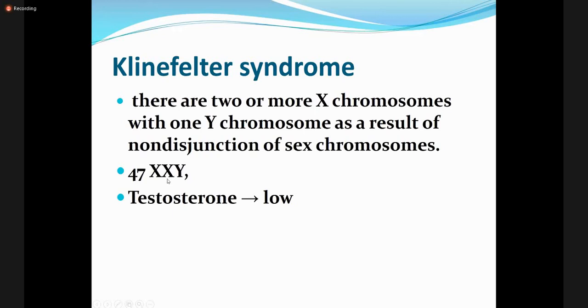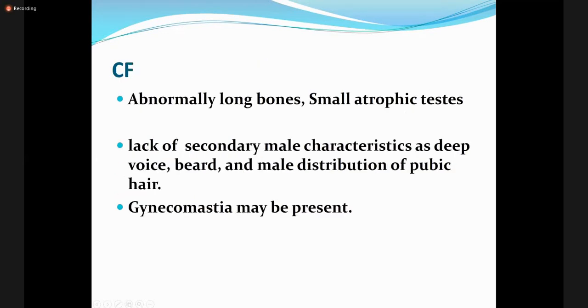But because the X chromosome is extra, this male would exhibit some features of a female, or there would be mental retardation. If it becomes triple X with Y, the mental retardation increases. Features include abnormally long bones, small atrophic testes, lack of secondary male characteristics such as deep voice, beard, and male distribution of pubic hair. Gynecomastia may be present.